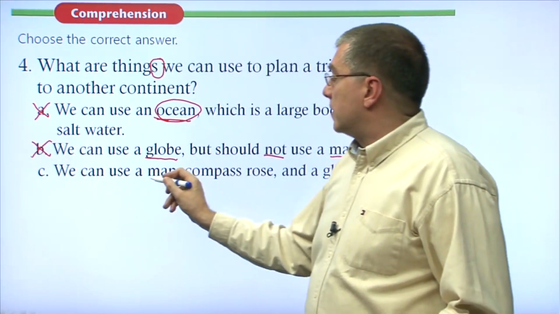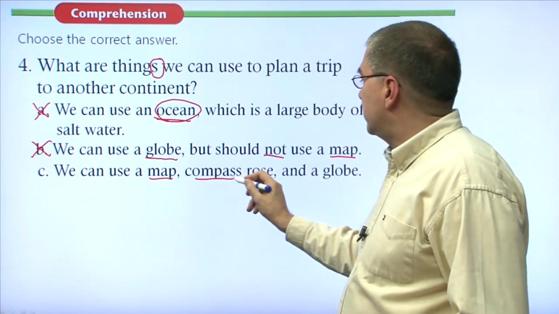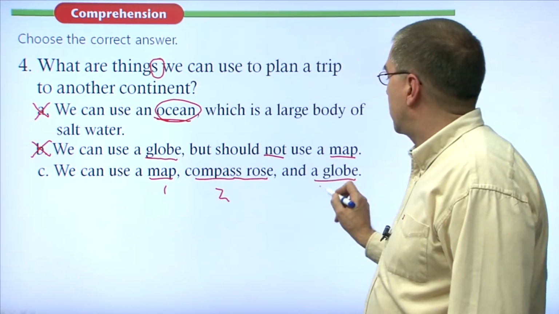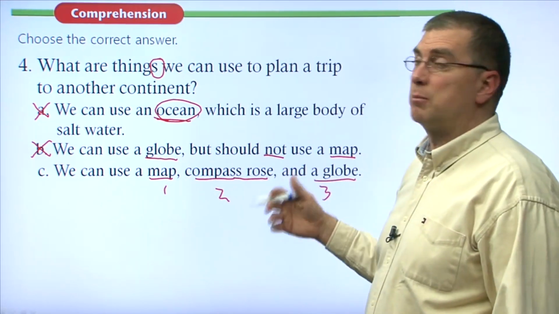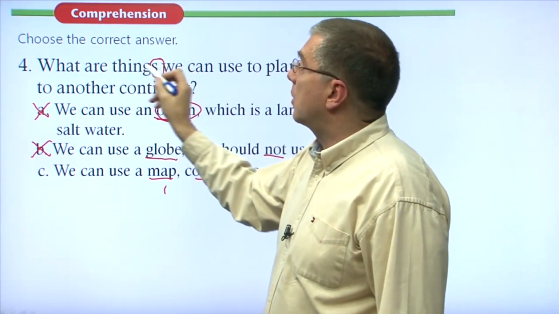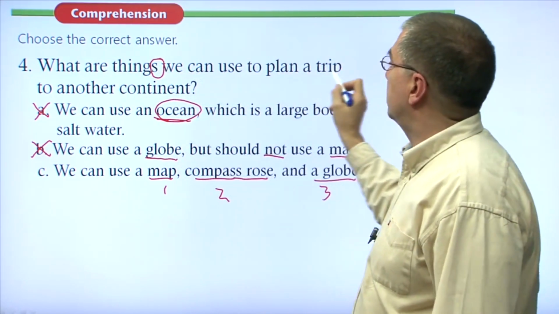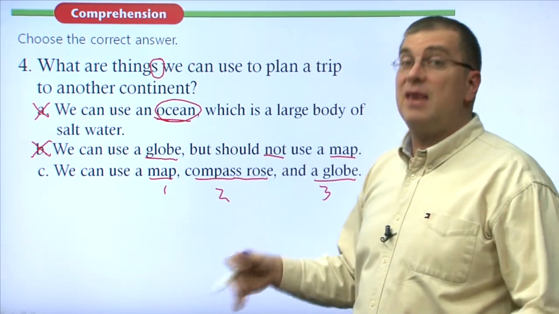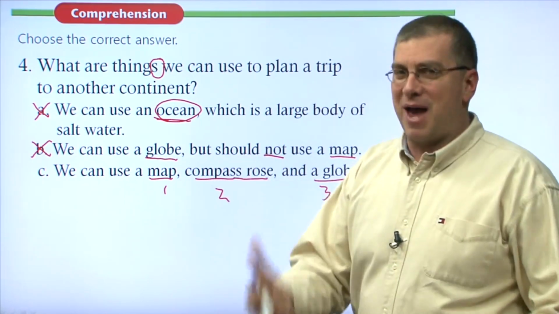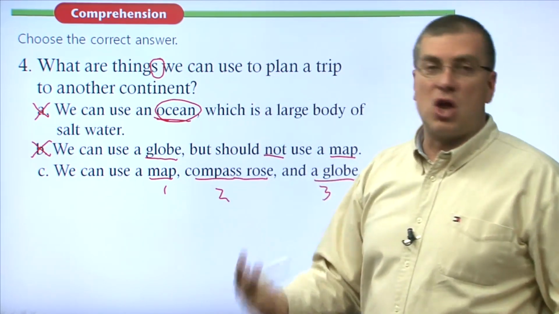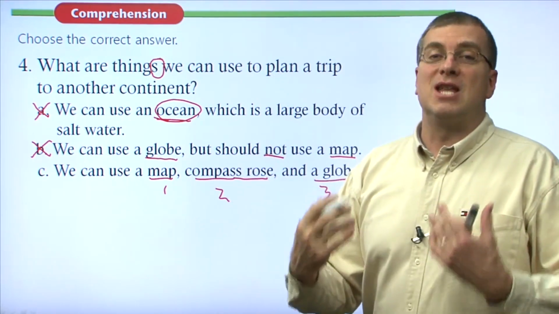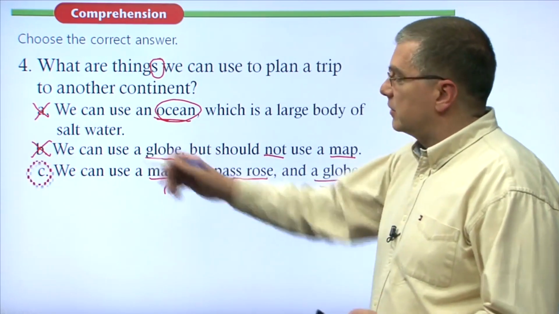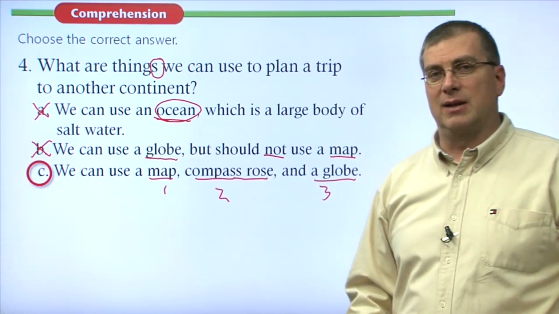C, we can use a map, compass, and a globe. So 1, 2, 3 things, plural. That's what we're looking for. What are things we can use to plan a trip to another continent? 1, 2, 3. These are things. And they are the correct things. A map, a compass rose, and a globe are the things we use to plan a trip to another continent. We can use these things. So C is the correct answer in this case.